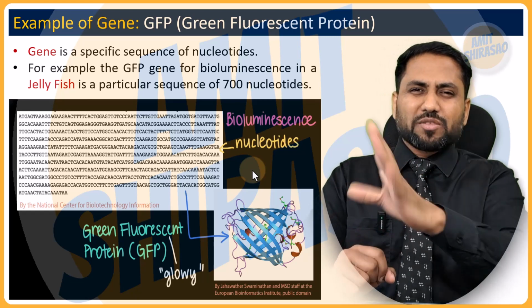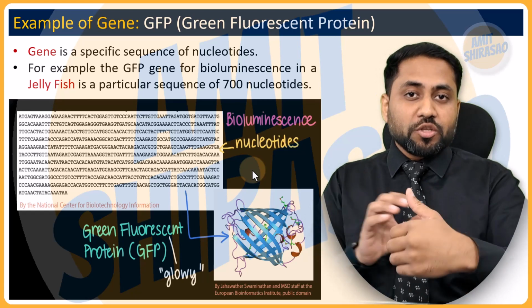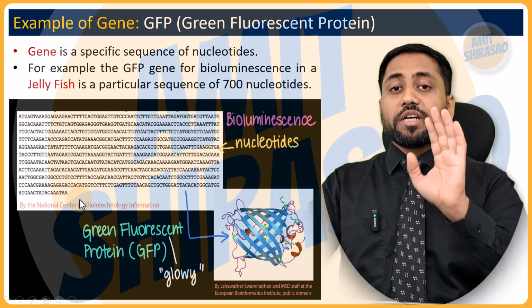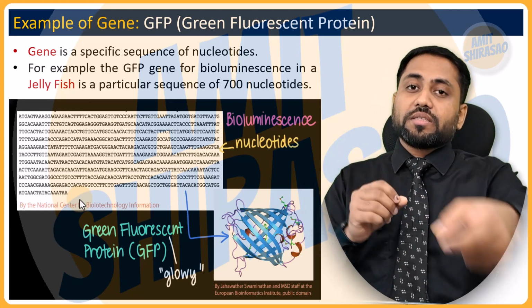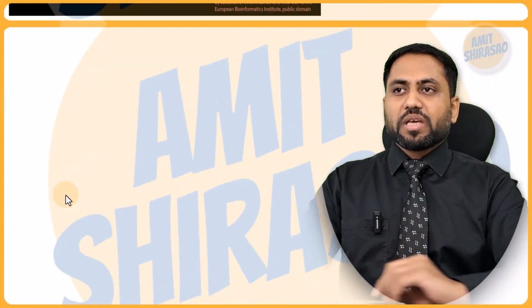Let us say there is one gene responsible for this trait. How long is that gene? How many nucleotides does it have? It has 700 nucleotides in a certain sequence. Then it is called a gene. Okay, so let's go ahead.